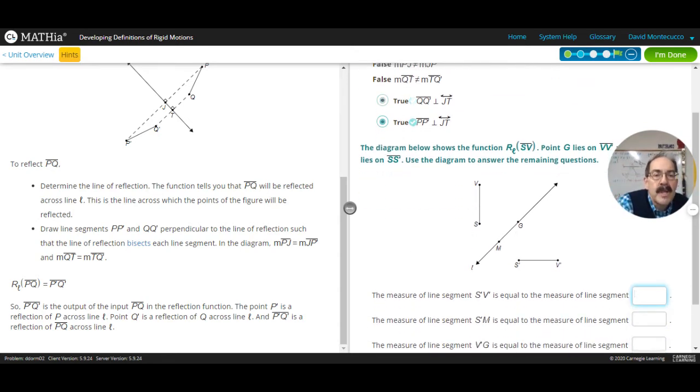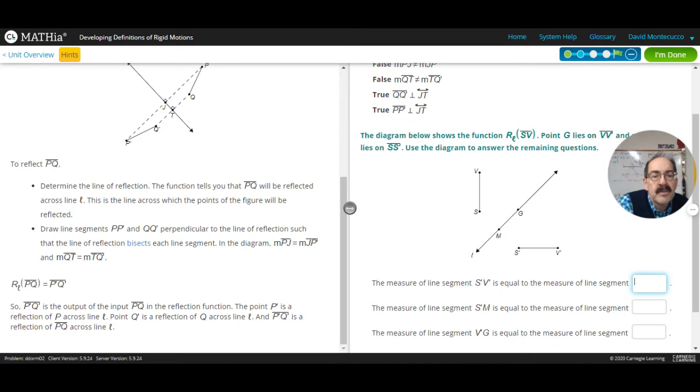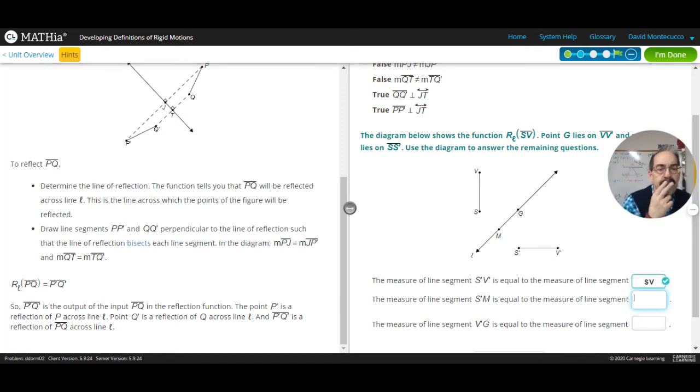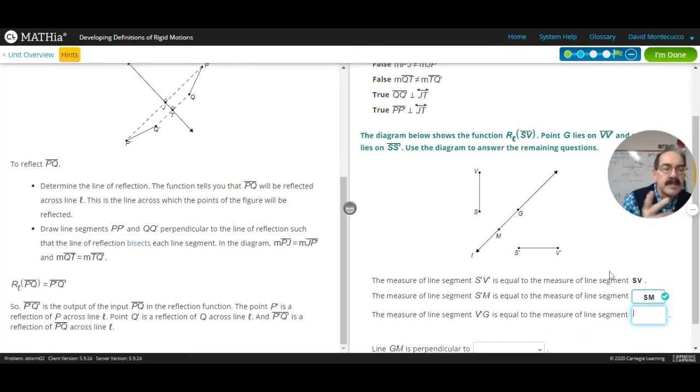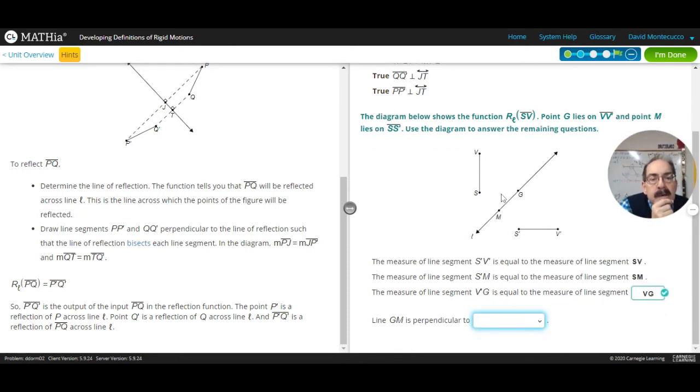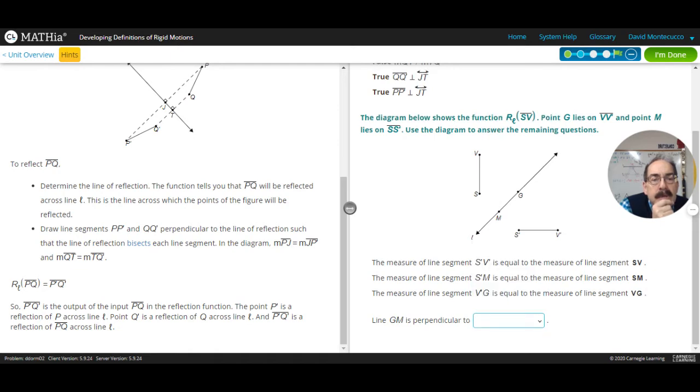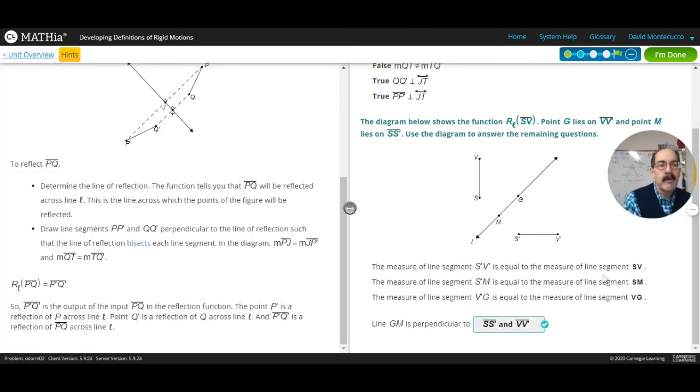Okay, so now we need to move this guy over here. The measure of SV is the same as SV. S prime M is equal to SM. V prime G to VG. GM is perpendicular to SS and VV, both. Otherwise, it's not a reflection.